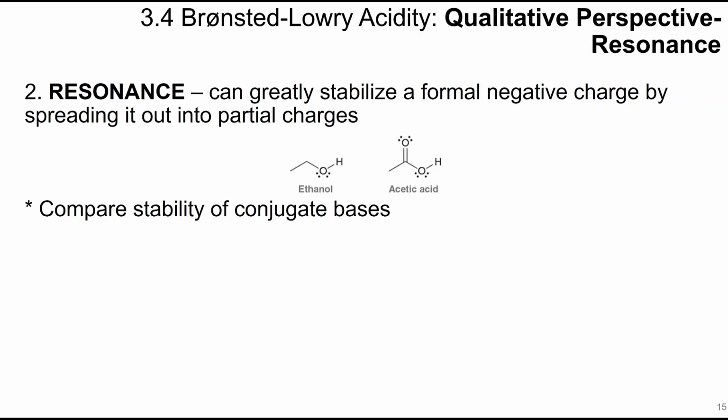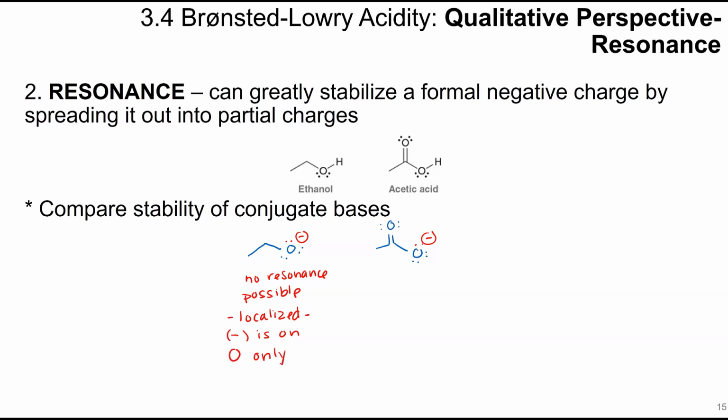We can also look at resonance, which can greatly stabilize a formal negative charge. And what it does is it spreads out into partial charges. So what we can do is draw first the conjugate bases. In the first case here, this oxygen is carrying the negative charge only on the oxygen because it can't share it. We can't draw any resonance structures. Oxygen only can carry the negative charge, so this is called localized. The negative charge is on the oxygen only.